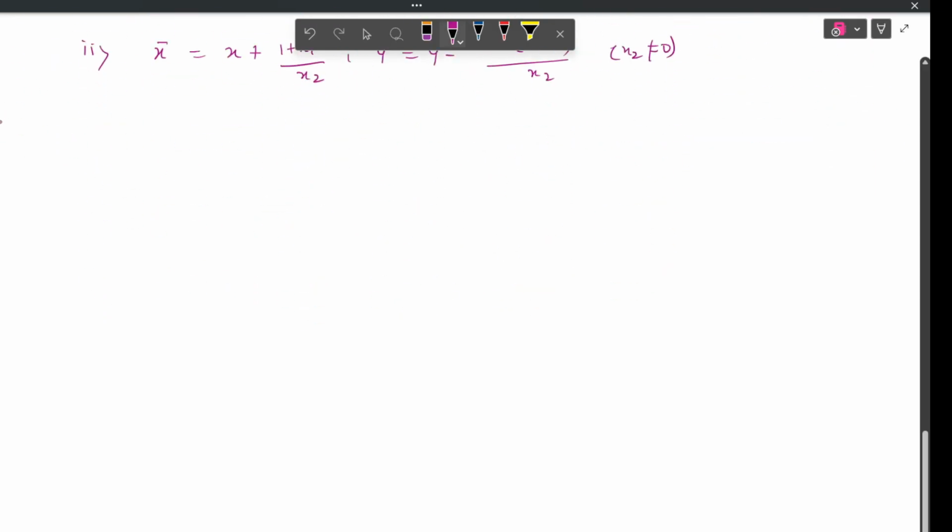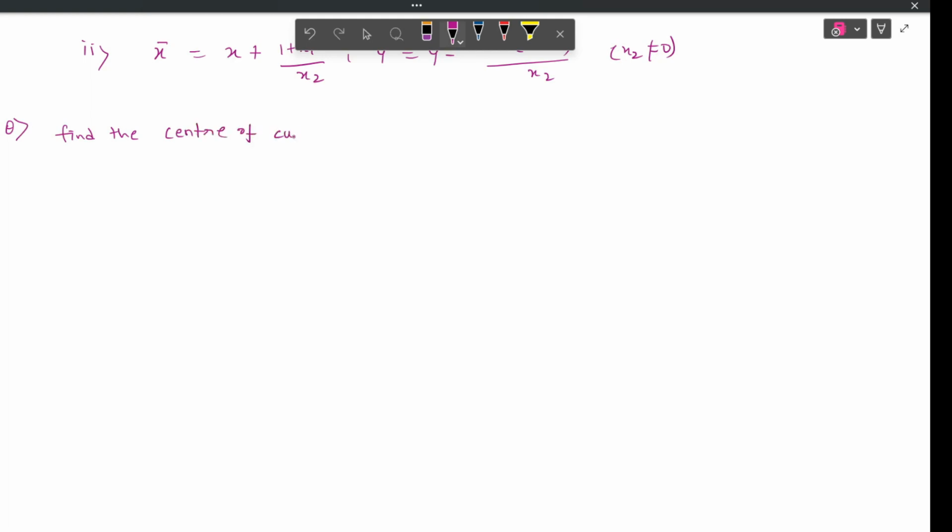So let us see one question. Find the center of curvature of the curve 2xy plus x plus y equals 4 at the point (1, 1). So let's see the solution.